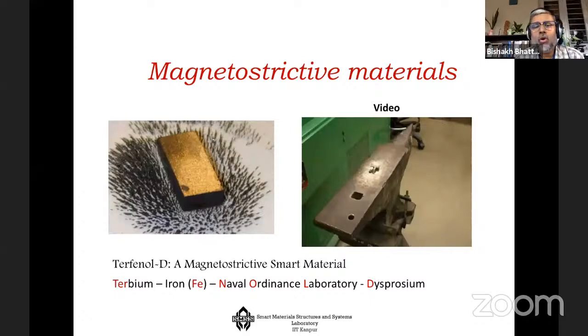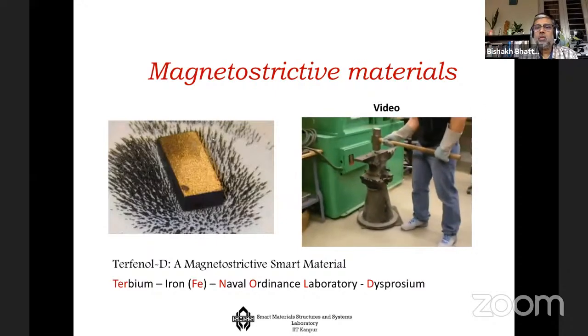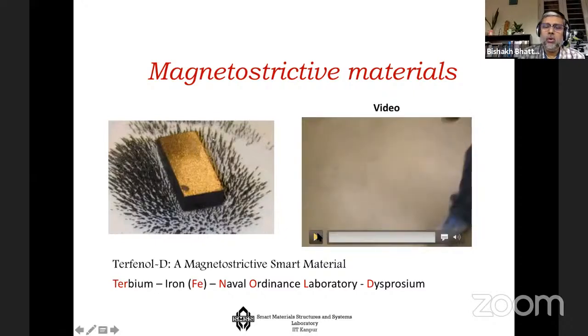Now, I would also talk about another group of materials where magnetic energy gets transformed to mechanical energy and vice versa. They are very high energy density materials. You can see a magnetostrictive material where if you apply force, you can understand the energy density. So you can see the huge amount of energy change that happens in magnetostrictive material, which is basically a compound of iron, and then it has terbium, and also it has dysprosium. These are all rare earth materials.